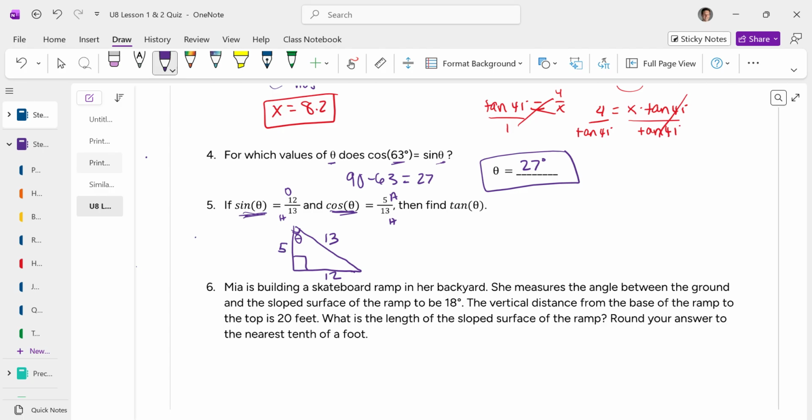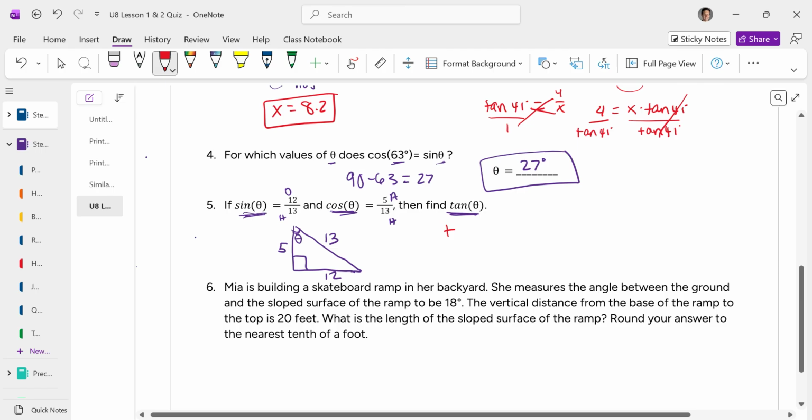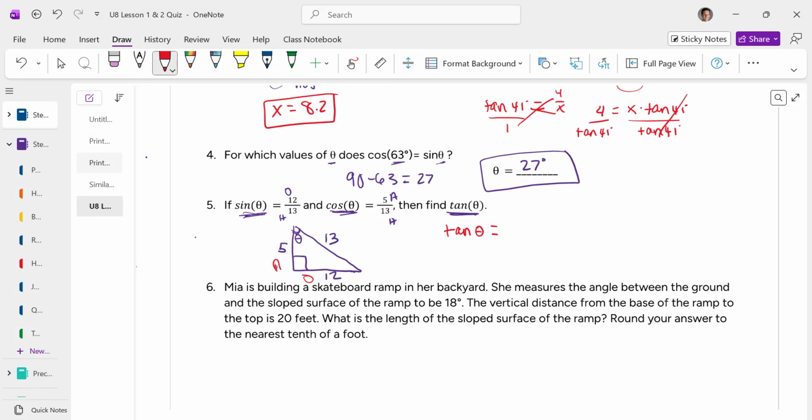So I have my triangle, and now that I do, this tangent becomes pretty easy. Remember, tangent of theta is going to be opposite over adjacent. Here's my opposite, here's my adjacent. We're going to get 12 over 5.